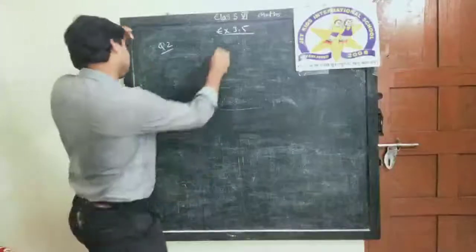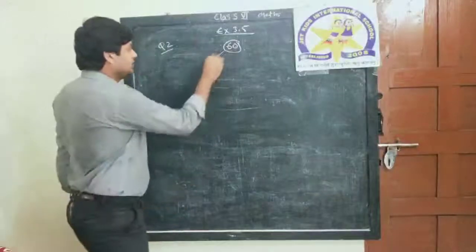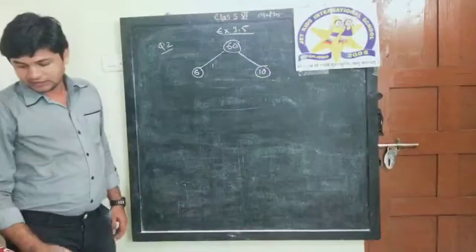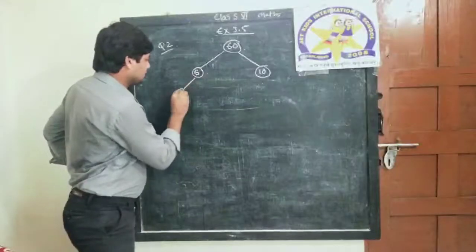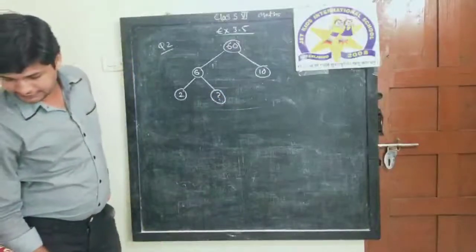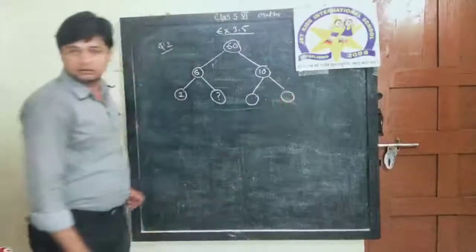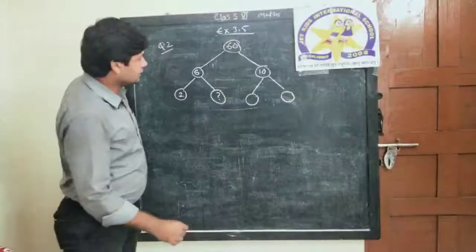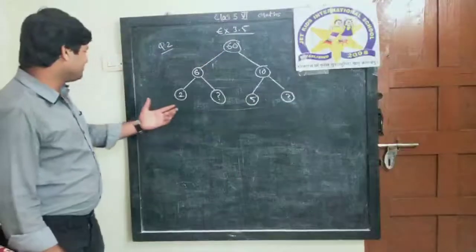First tree is 60. 6 and 10. Then next is given, 6 is divided into 2 and question mark. Next is 10, 5 and question mark, right? So here you have to complete it.